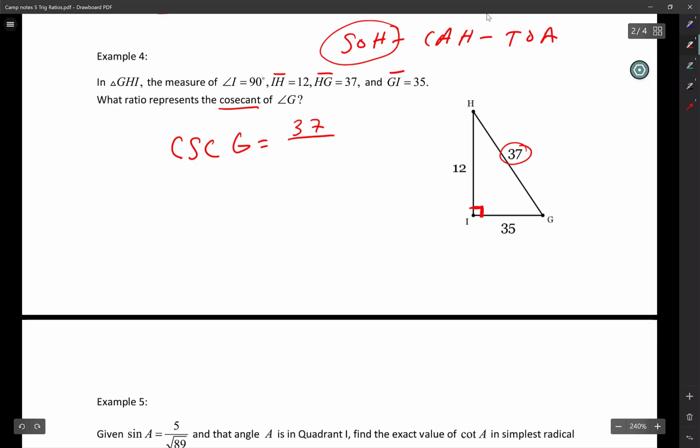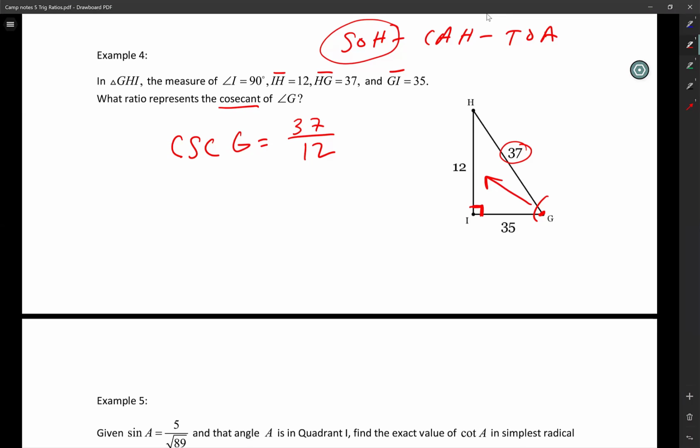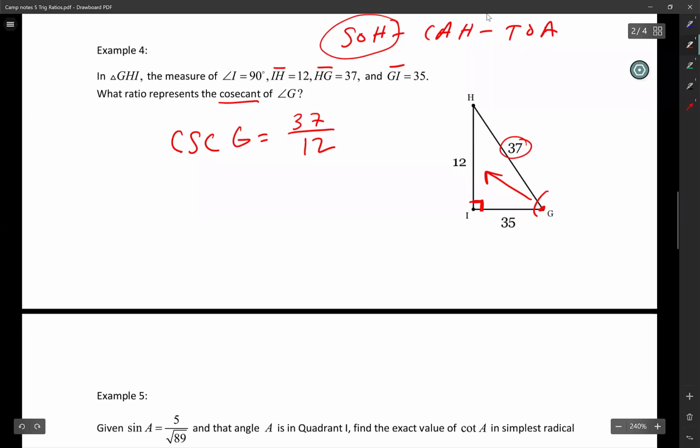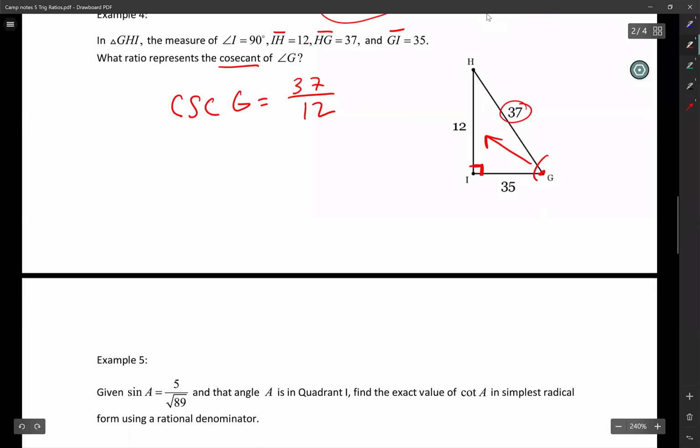And then opposite, where's G? Here's G. Opposite is 12. And you're done. That's it. I should have put somewhere it's angle H instead of all these. Oh well, too bad. We'll get some good ones right now. All right, I don't think it reduces. If that 37 were 36, we'd talk about reducing, but it's not, so we're good.